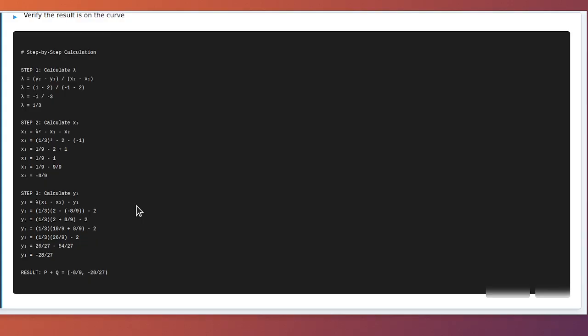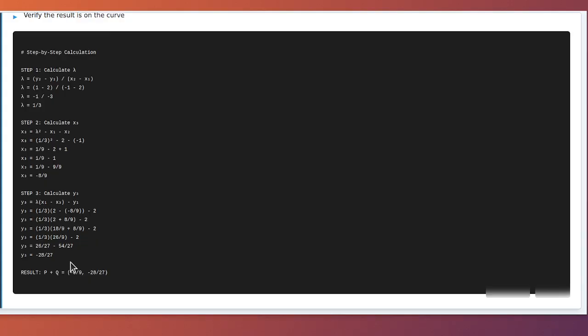Step 3. Calculate y3. y3 equals lambda times the quantity (x1 minus x3), minus y1. We have lambda equals 1/3, x1 equals 2, x3 equals -8/9, y1 equals 2. So, y3 equals 1/3 times (2 minus (-8/9)), minus 2. This equals 1/3 times (2 plus 8/9), minus 2. Now, 2 equals 18/9, so 2 plus 8/9 equals 26/9.